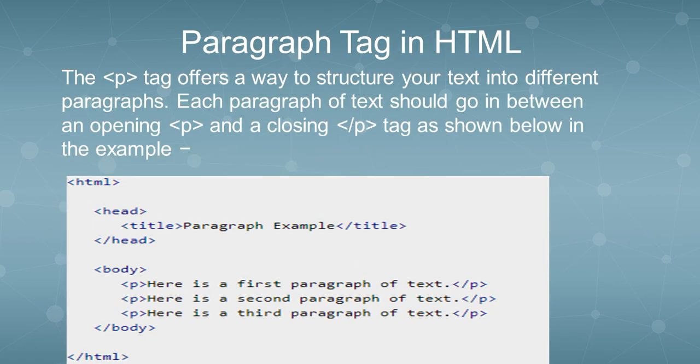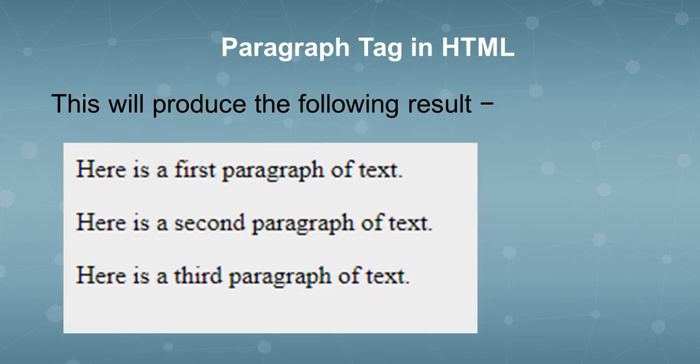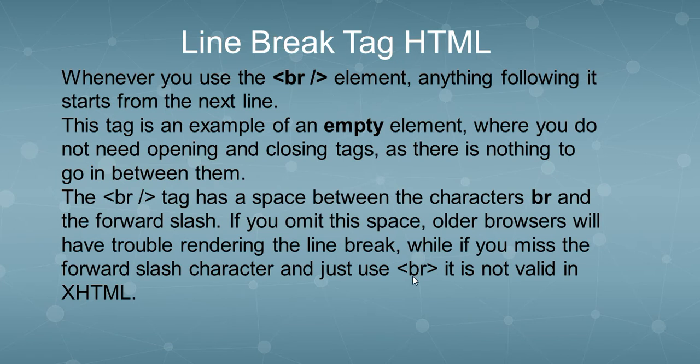Suppose that this is the example. So what will the output be? The output will be: here is the first paragraph text, here is the second paragraph text, and here is the third paragraph of text. So now we need to understand the break line tag, that is the BR tag. This is an example of an empty element, which means an empty tag or non-container tag. The BR tag breaks the line, to make more than 2 lines, to separate every line from the other lines.